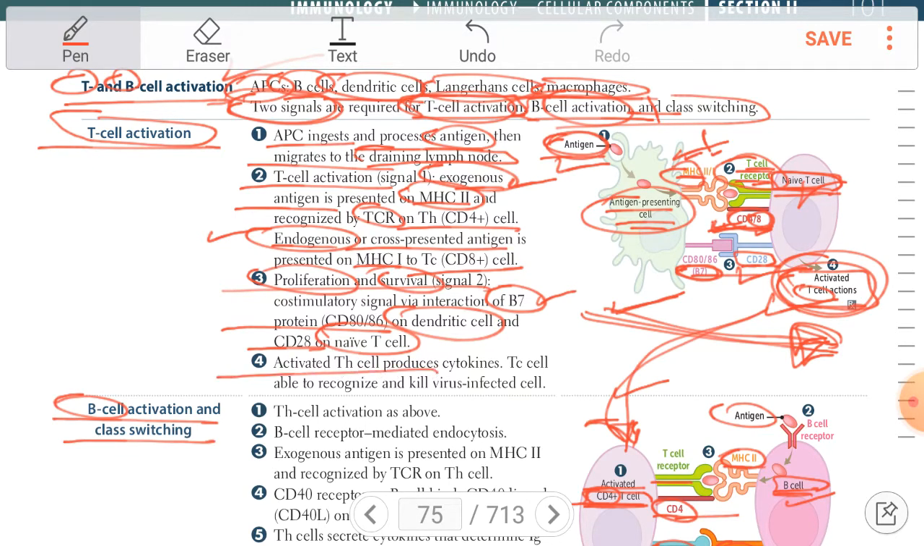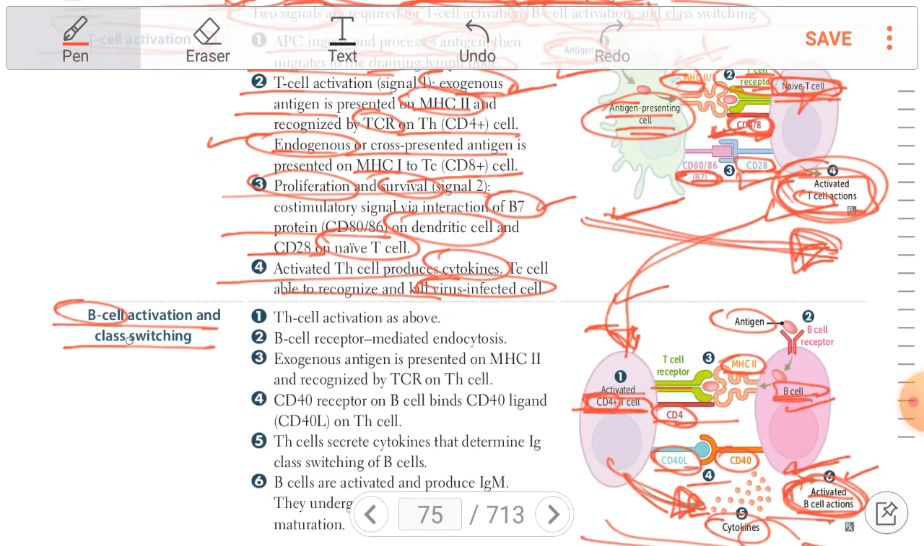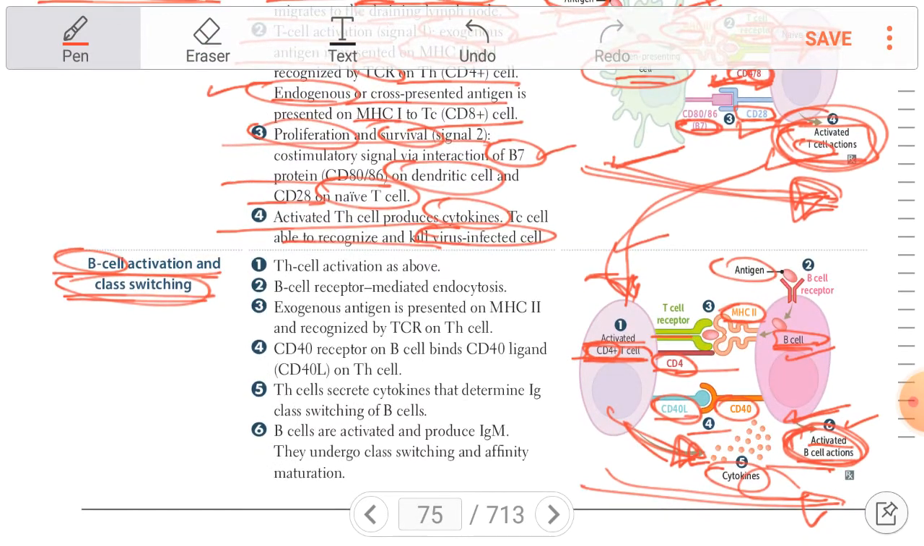Activated T helper cell produce what? Cytokines. T cell able to recognize and kill virus infected cells. Plus here there is B cell activation and class switching. Here there is what? The previous activated T cell, T helper cell activation. T helper, why? CD4 T helper. It will help B cell activation and the release of immunoglobulins, then class switching.